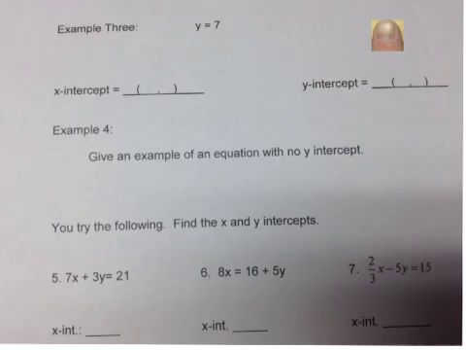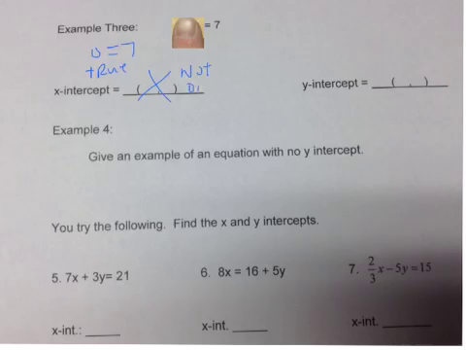Okay. The next one here, same type of thing. If I want to find my x-intercept, I'm going to cover the y. So if I cover the y and I write what's left there, I have nothing on one side and 7 on the other. Since this is not a true statement, that means there is no x-intercept. There's not one. Okay, so that means this line will not cross the x-axis.